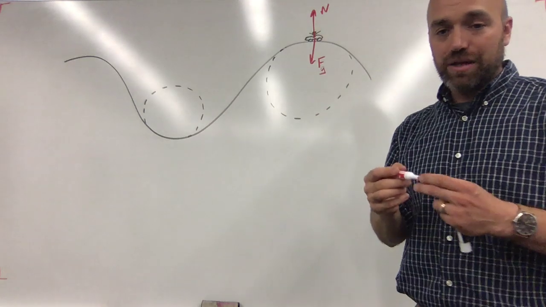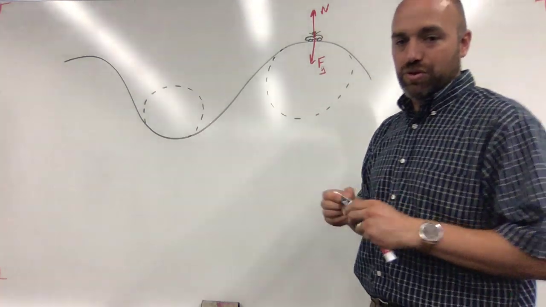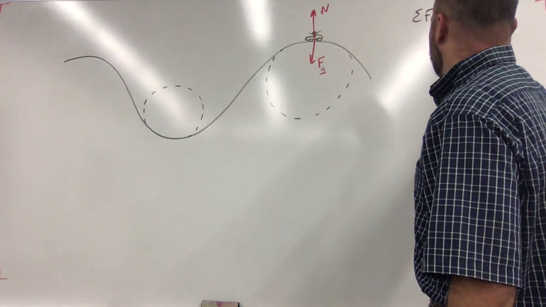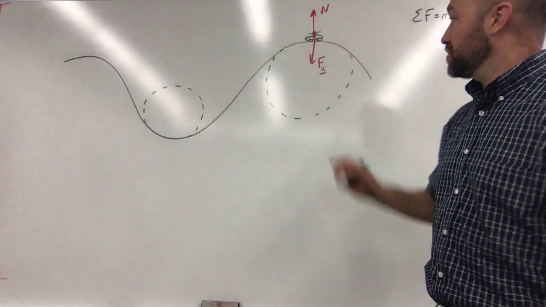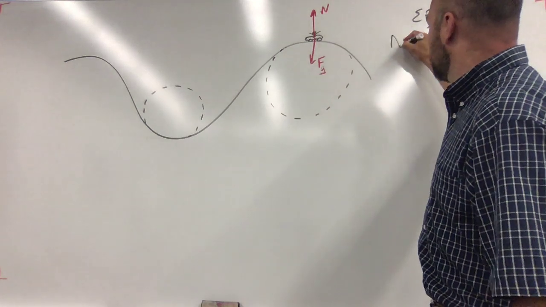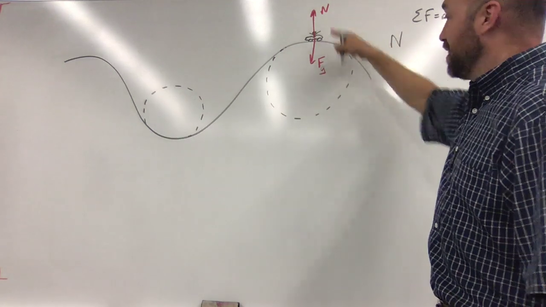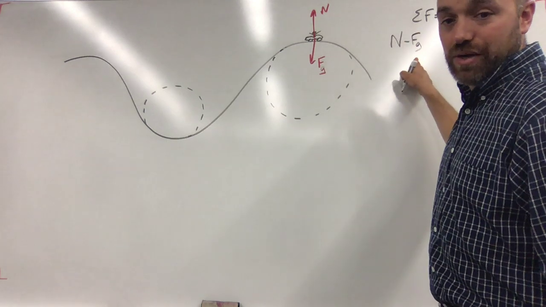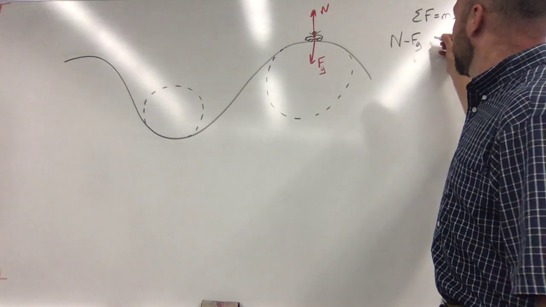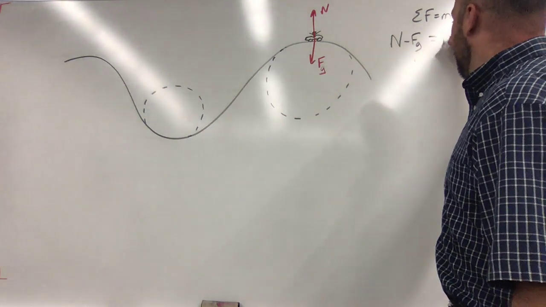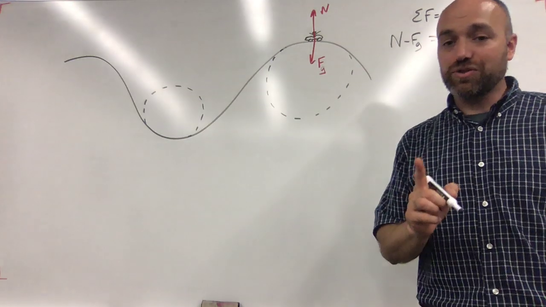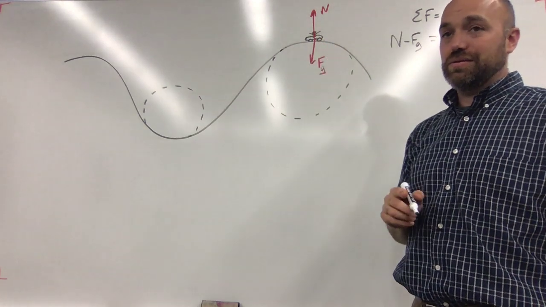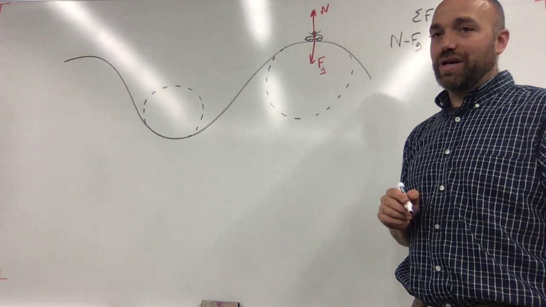Now let's add up the forces with Newton's second law. Sum of the forces equals ma. So our two forces are normal force, and that's going up, so it's positive, and gravity, that's negative because it's going down. And this equals ma. Now here's my question for you. Is this car accelerating? It's moving at a constant speed.